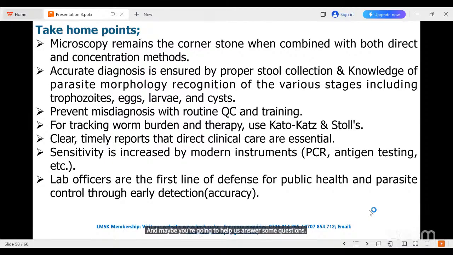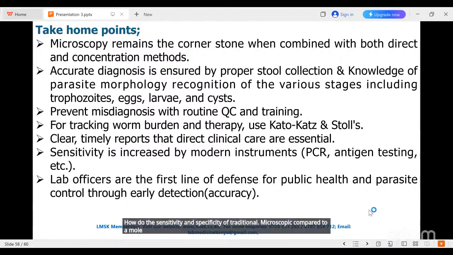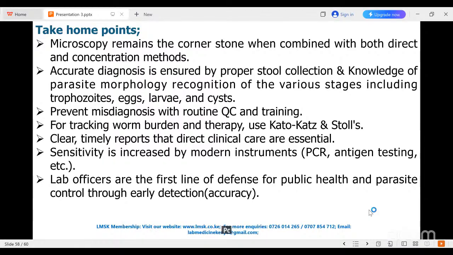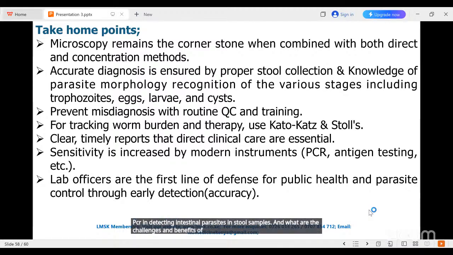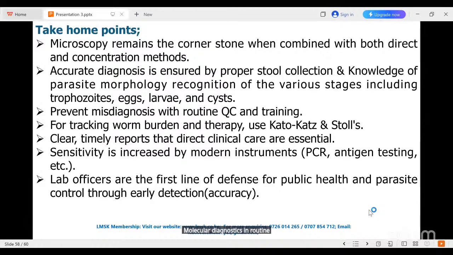There's a question from Ngeno Peter, and here it goes. How do the sensitivity and specificity of traditional microscopy compare to molecular diagnostic methods like PCR in detecting intestinal parasites in stool samples? And what are the challenges and benefits of implementing molecular diagnostics in routine laboratory settings, especially in resource-limited environments? Over to you, Hosea.